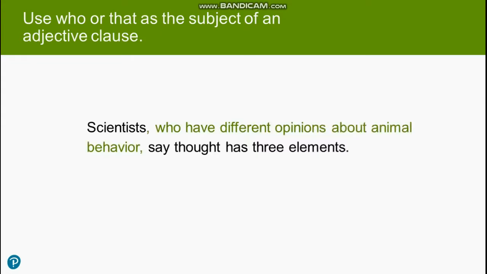Use who or that as the subject of an adjective clause. Scientists who have different opinions about animal behavior say thinking has three elements. As we see in the slide, the green words are the use of that as the subject, who have different opinions about animal behavior. As you can see, have relates to the first subject, that is scientists.